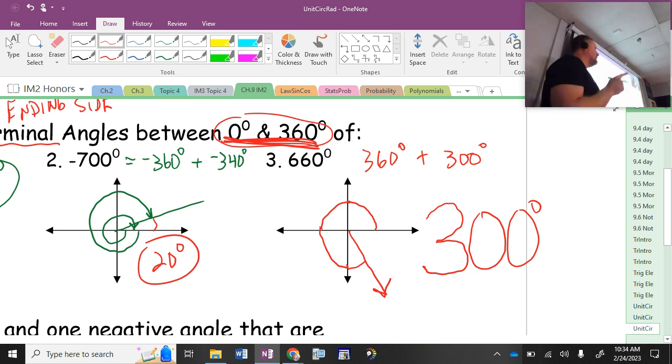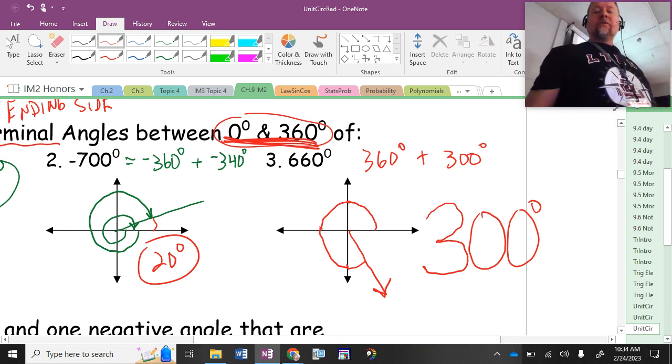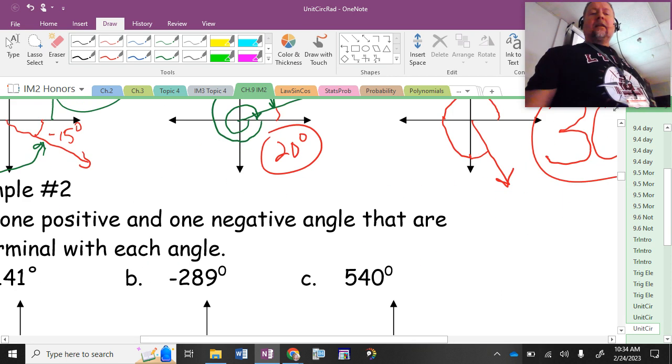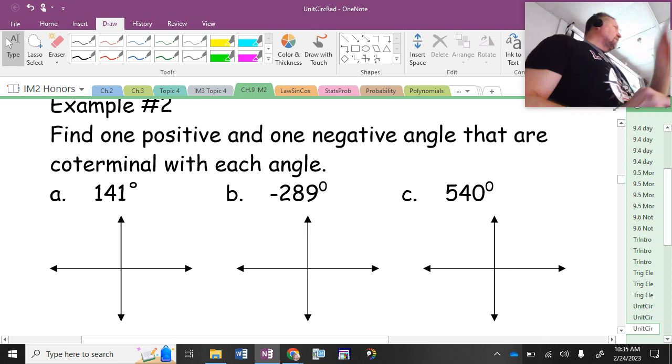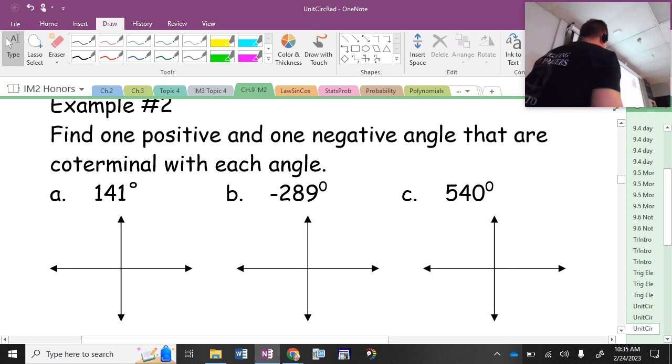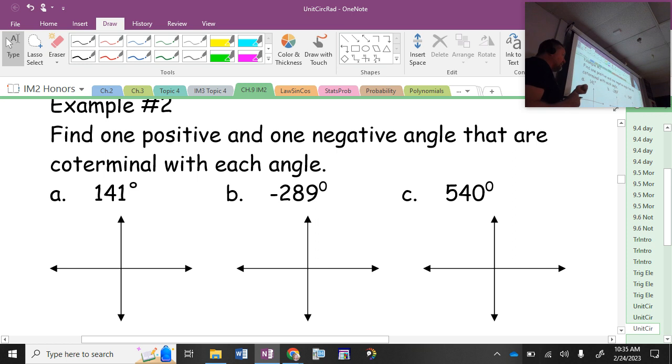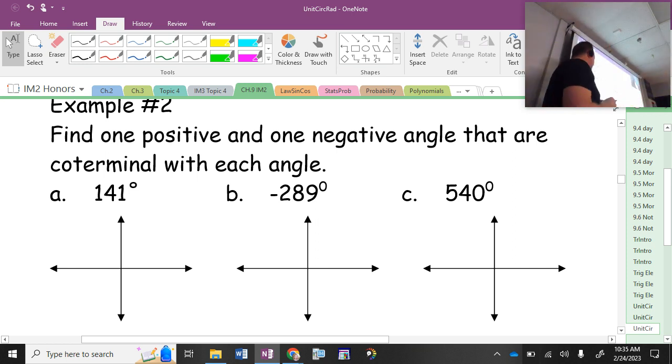I heard someone say negative 60. That's for our next set of examples. That doesn't fall between 0 and 360. So read your directions, follow the directions. All right, and then you'll be good. Now, what we just said for that last answer works for these. Find one positive and one negative angle that are coterminal with the given angle.